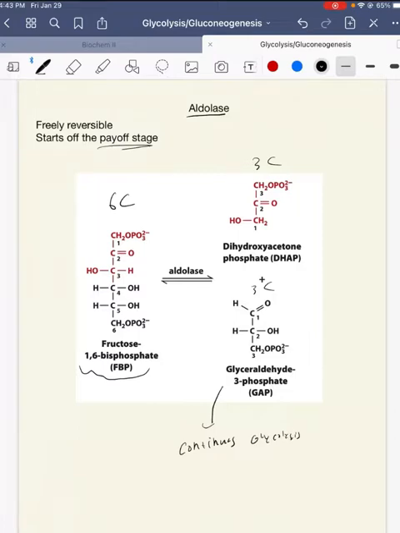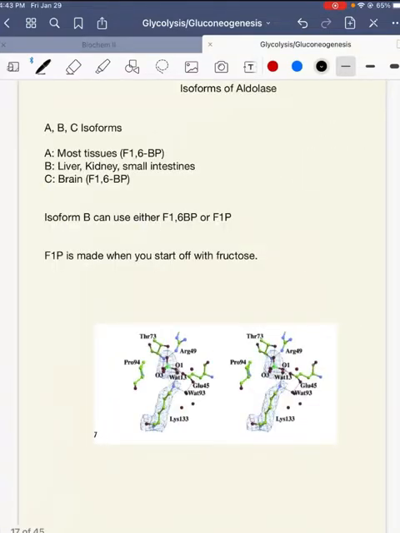DHAP can be involved in other things, like we'll see it will be involved in the glycerol 3-phosphate shuttle. So some of this DHAP can be converted to GAP, and that can continue glycolysis. But GAP is the substrate that continues glycolysis. There are different isoforms of aldolase. So we have A, B, and C.